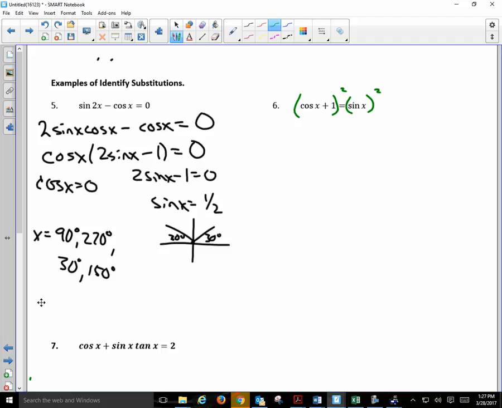Square cosine plus 1. What do you got? Cosine squared x plus 2 cosine x plus 1. Yep, because you got to FOIL out that cosine of x plus 1. Good. Equals sine squared. So I want to get rid of sine squared. I only want cosines. So what are you going to plug in for sine squared?